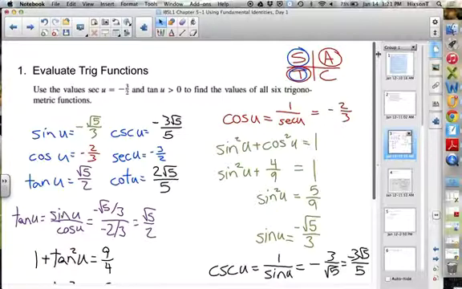Do you need to find what quadrant? You do, because if I didn't know tangent had to be positive, tangent could either be positive or negative. And then I could have been in the second quadrant or the third quadrant, and I wouldn't know exactly which signs to use for sine and tangent.